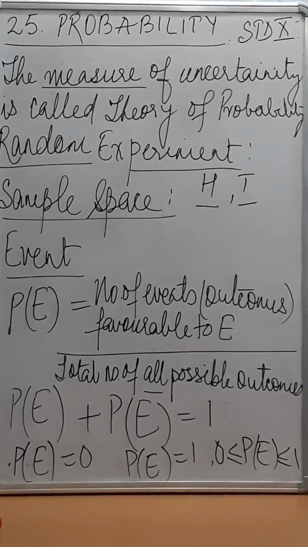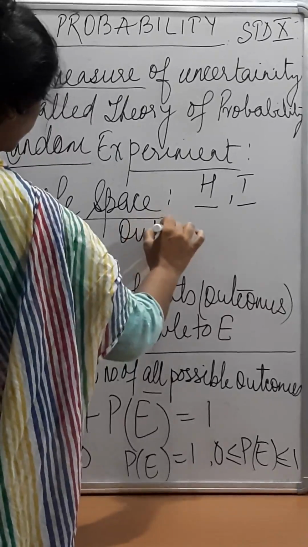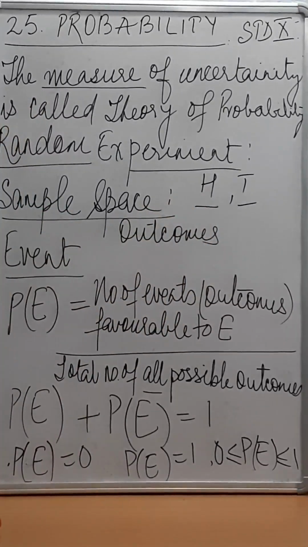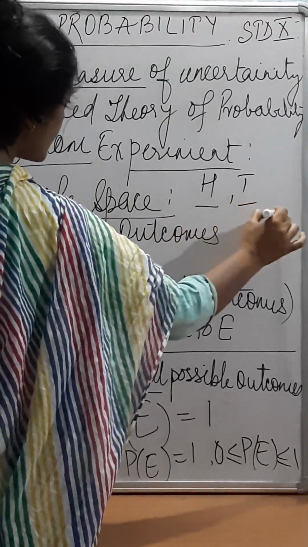Then we have the sample space, the set of all possible outcomes. All possible outcomes of an experiment, of a random experiment, is called a sample space and is denoted by the letter S.